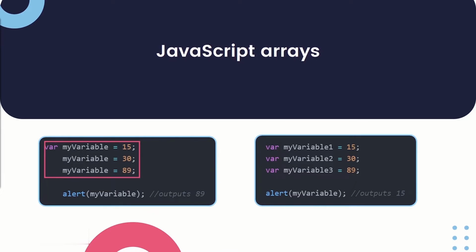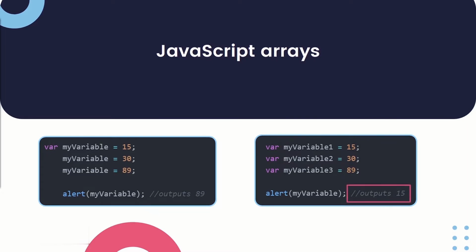We then update that value to 30 and then 89 respectively. So all we are essentially doing is just updating a variable, and this outputs 89. So it will not output 15 or 30 because the variable has been updated. Now, if we look at our second example, here we've created 3 different variables and we've assigned them a value. And now we alert and we get the output 15.